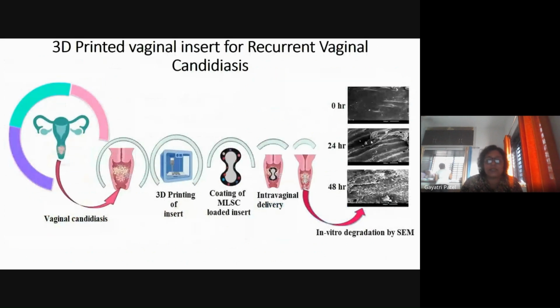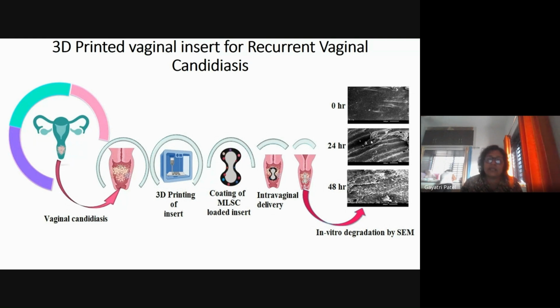Now, this is the second research that I would like to tell you about. That is a 3D printed vaginal insert. This is not for uterine targeting, but for the vagina, using FDM technology. So far, we have completed the in vivo work also, and we got very good and promising results, right?